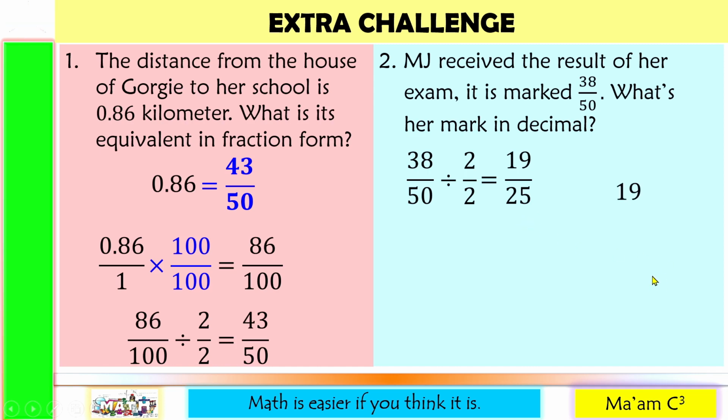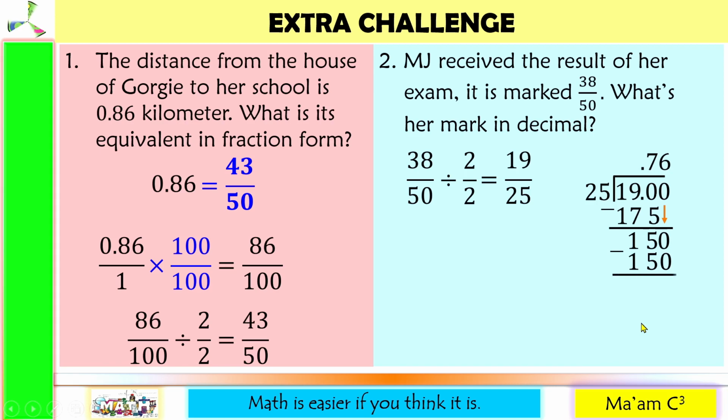So we have 19 divided by 25. Since 19 is less than 25, let us add 0.0 here. We have 190. 190 divided by 25 is 7. Don't forget the decimal point. 7 times 25 is 175. Let us subtract. 190 minus 175 is equal to 15. 15 is less than 25, so let us add 0 here. Let's bring it down. This will become 150. 150 divided by 25 is equal to 6. 6 times 25 is 150. Let us subtract. 150 minus 150 is equal to 0.